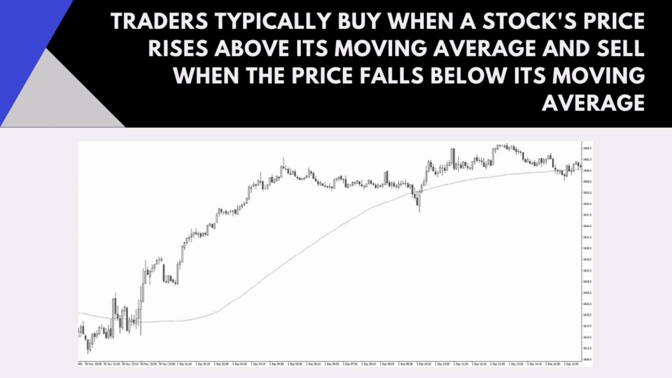Traders typically buy when a security's price rises above its moving average and sell when the price falls below its moving average. The idea of this type of moving average system, buying and selling when prices break their moving average, is that you will always be on the right side of the market. Prices cannot rise very much without the price rising above its average price.